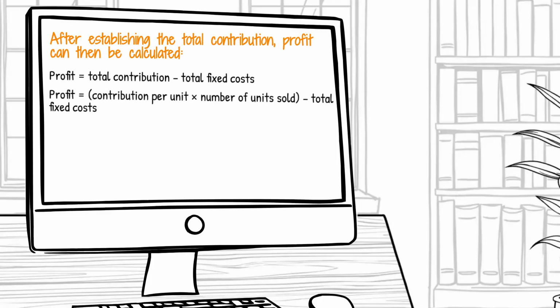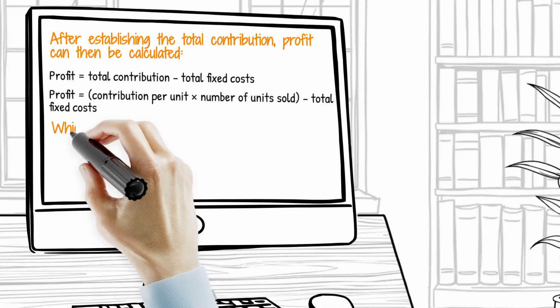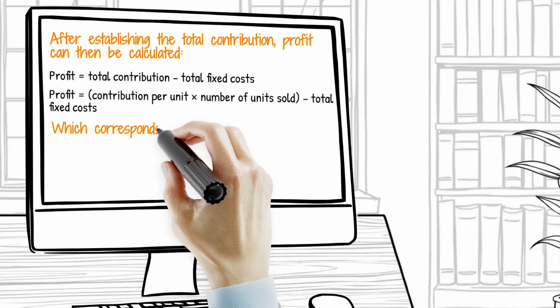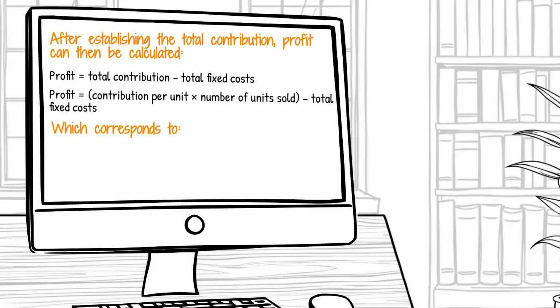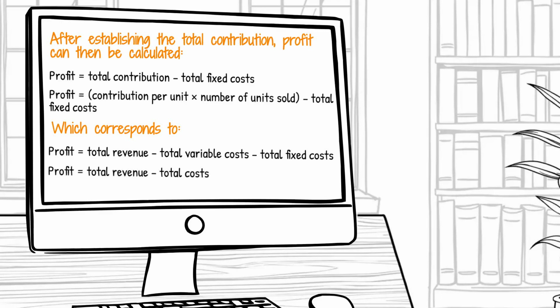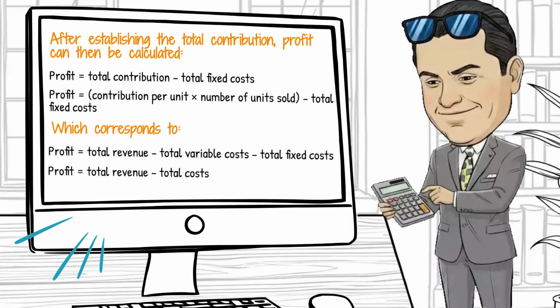Profit equals contribution per unit times number of units sold minus total fixed costs, which corresponds to profit equals total revenue minus total variable costs minus total fixed costs. Profit equals total revenue minus total costs.